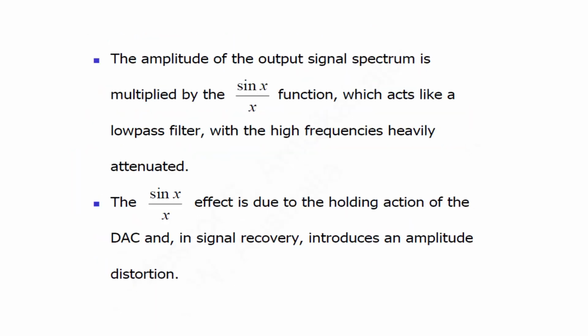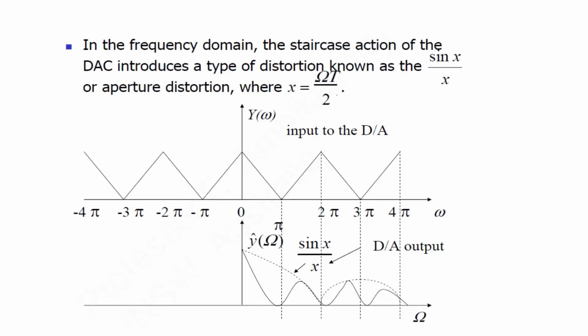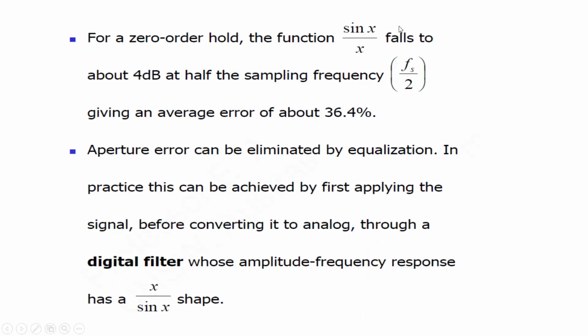Now this is the aperture error, but it depends on what type of converter you are looking for. That will depend on the specifications or the application for which the DAC is required. Whether you actually require this compensation or not is the choice of the designer. But aperture error or amplitude distortion can be removed by having a pre-filter with a response of x by sin x.